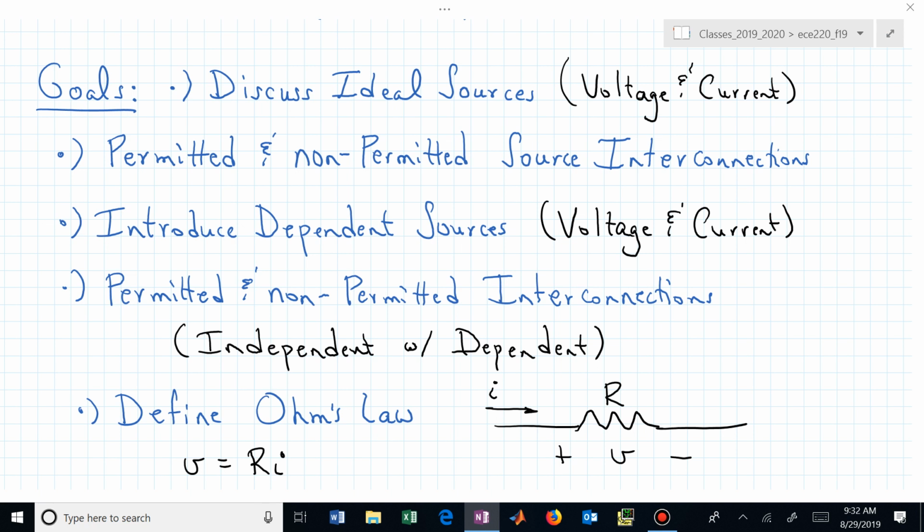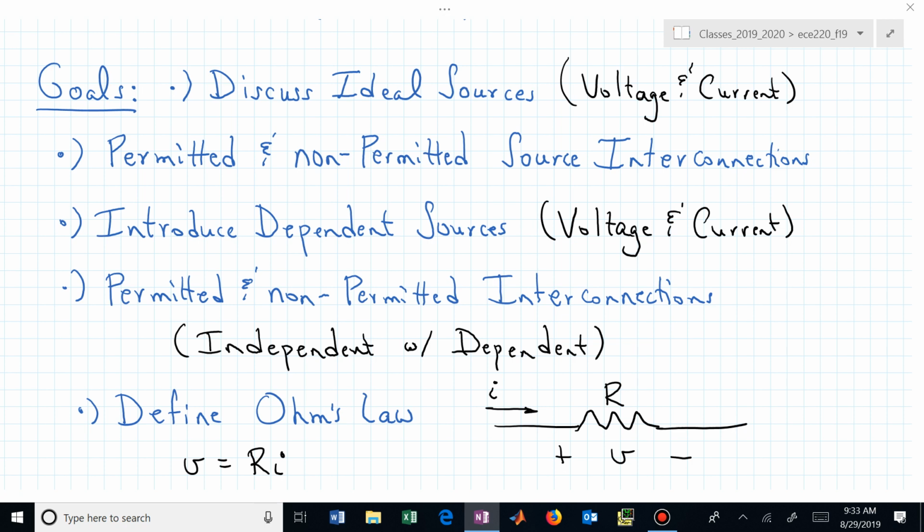But in this class, you may be dealing with a desktop power supply, something that you can connect to produce a voltage source or a current source, and as we model those, we will treat them as ideal sources. We'll also talk about what is a permitted and a non-permitted, or a valid and invalid, interconnection of sources.